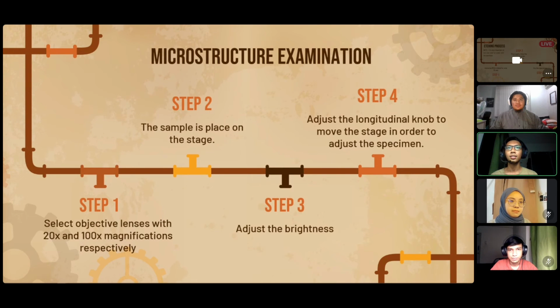Next, microstructure examination. Step 1. Select objective lens with 20 times and 100 times magnification respectively. Step 2. The sample is placed on the stage. Step 3. Adjust the brightness. Step 4. Adjust the longitudinal knob to move the stage in order to adjust the specimen.